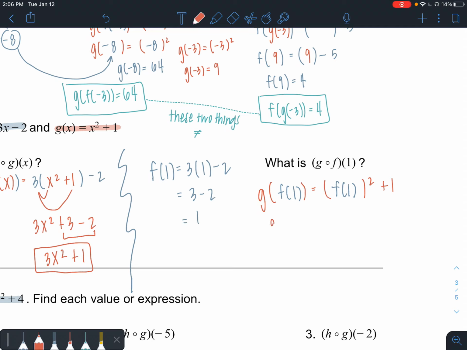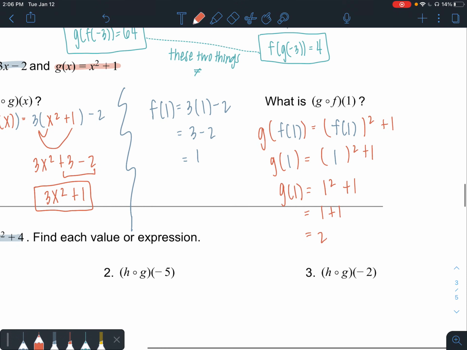So I have g of, and I'm replacing everything in that with a 1. So then I get g of 1 equals 1 squared plus 1. 1 plus 1 equals 2. So that is what g of f of 1 equals.